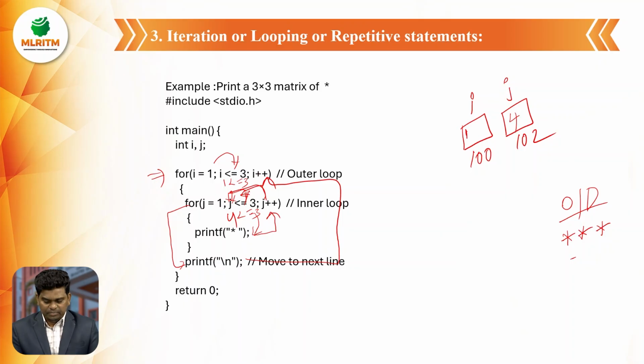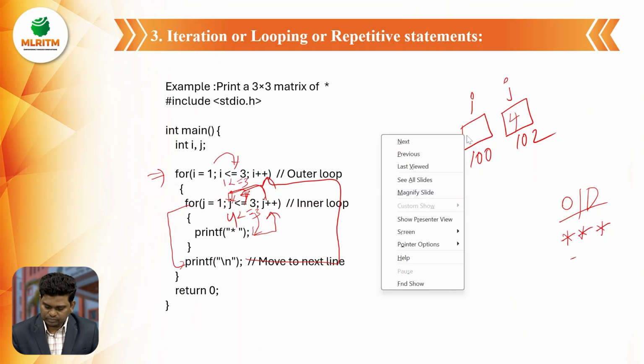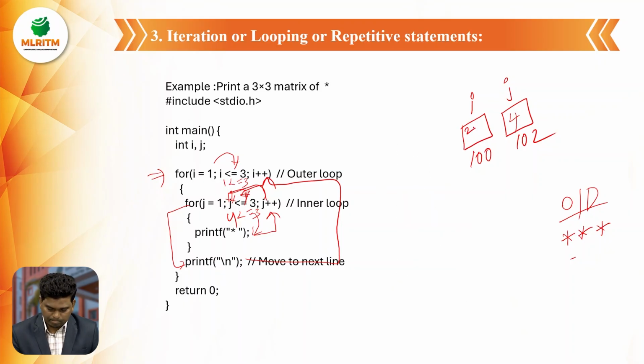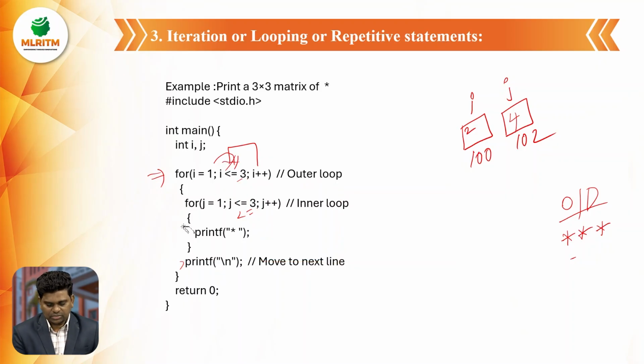That is I plus plus, which means I value becomes 2. Now it is updated. After modification, it again goes to the condition part. What is the condition part here? 2 less than or equal to 3. The current value of I is 2, so it checks 2 less than or equal to 3. Yes, the condition is true again.